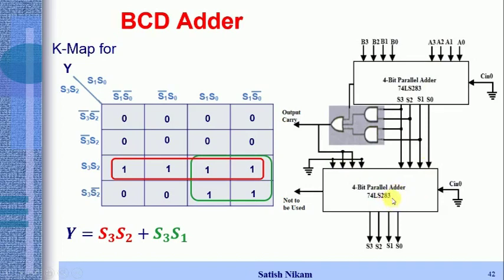This way the complete circuit will work as a BCD adder circuit. The carry generated by the second parallel adder circuit is not supposed to be used, and this is the carry which is supposed to be given to the next nibble for the addition. And this way we have finished the discussion of BCD adder.